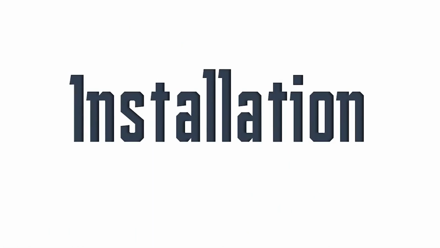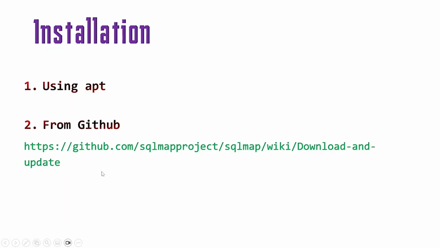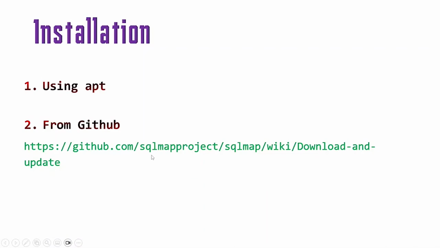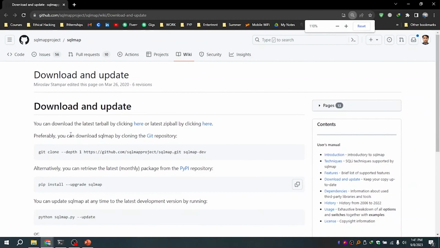Now we'll see how to install SQLmap on your system. There are two methods. We can use the apt package manager, or we can download it from GitHub. From this link we will follow the second official method. So let's visit this link. When we visit the link, we have all the documentation that will come handy while downloading SQLmap.